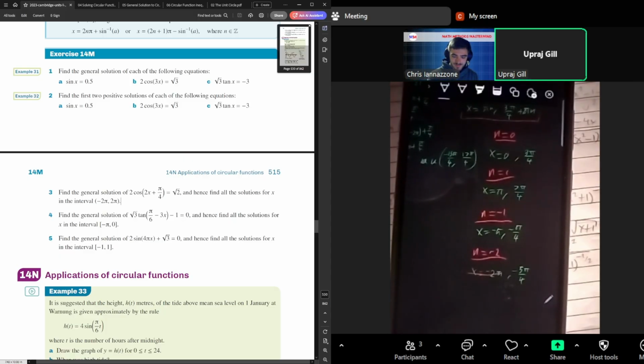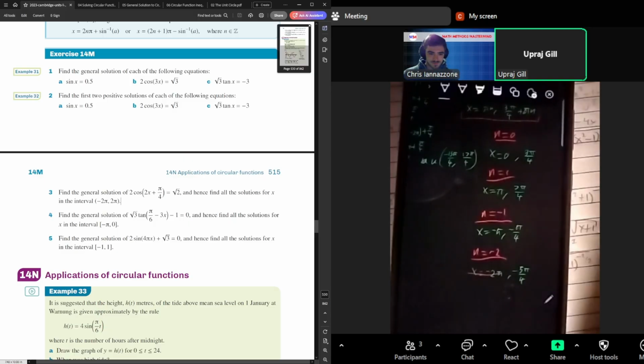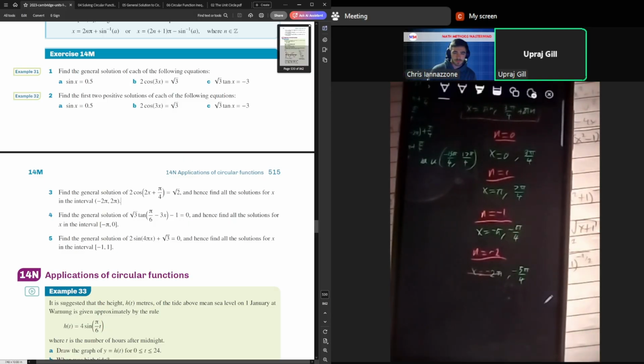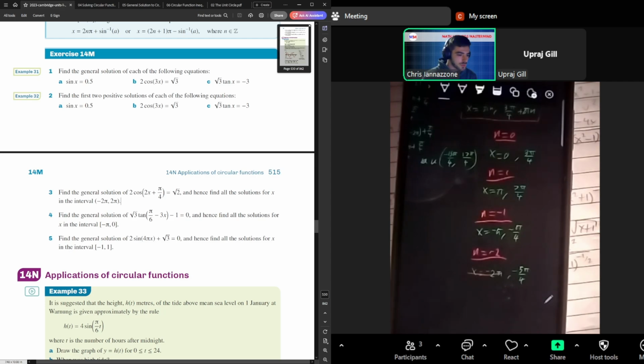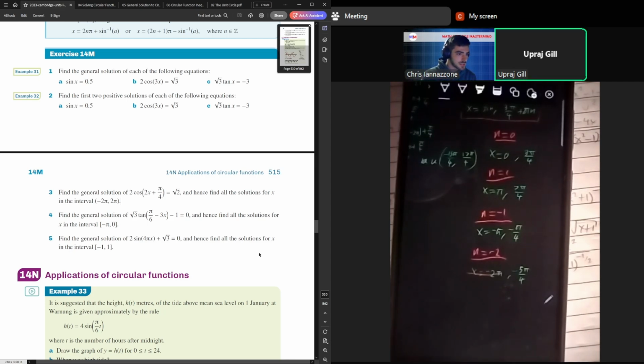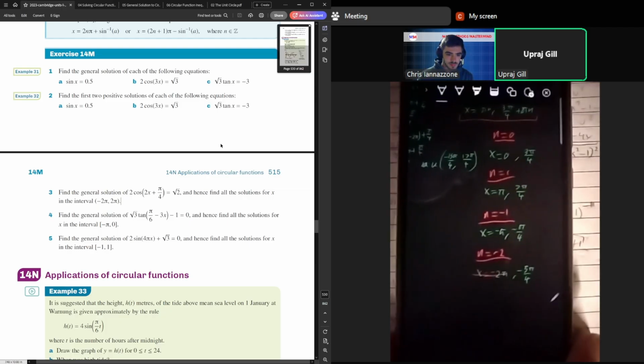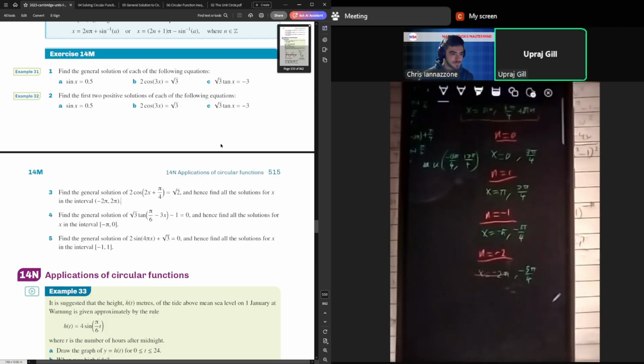Hey Chris, I just had a question. Would we in a test or an exam usually see a general solution question and then it asks us to find the values between a domain? It's pretty rare to get it at all. Yeah, I kind of got confused. It was asking for a general solution and then asking for the solutions inside a domain.